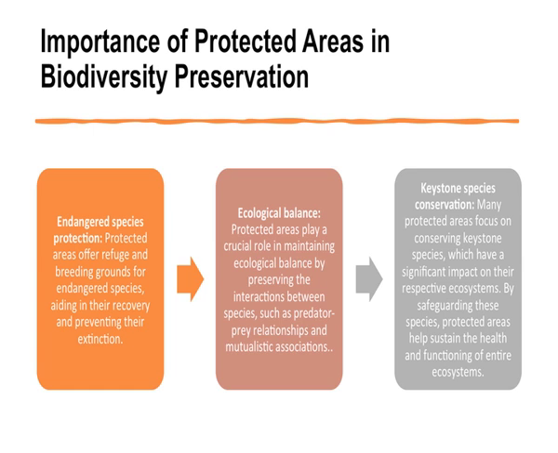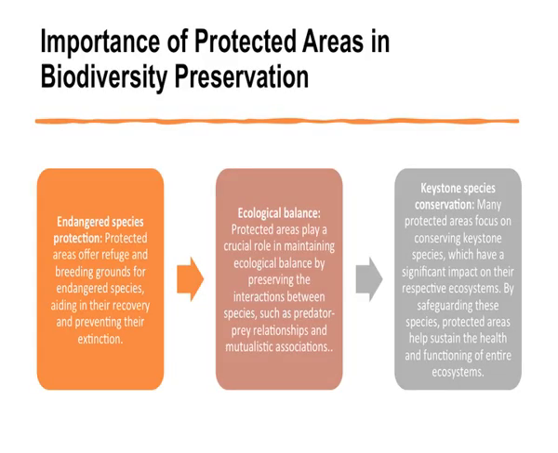Now, what is the importance of protected areas in the aspect of biodiversity preservation? The first is endangered species. Protected areas offer refuge and breeding grounds for various endangered species, which helps in their recovery and prevents them from becoming extinct. If we are able to provide the favorable conditions required for their breeding, we will never face the crisis of those species' extinction.